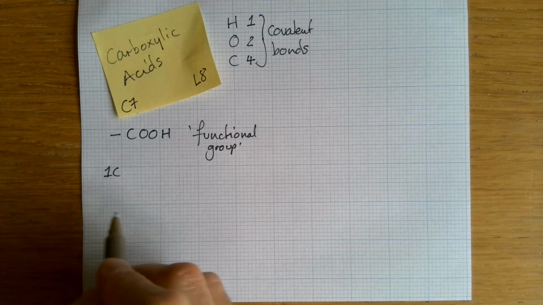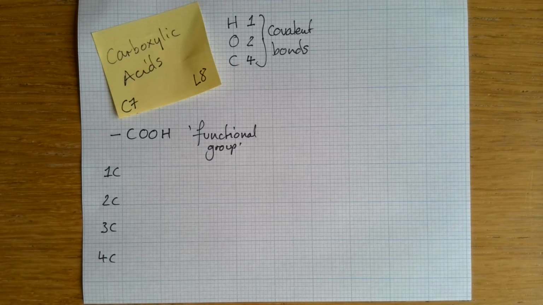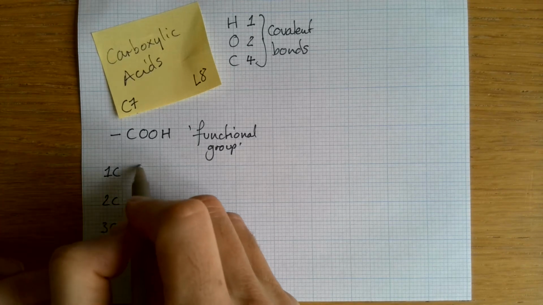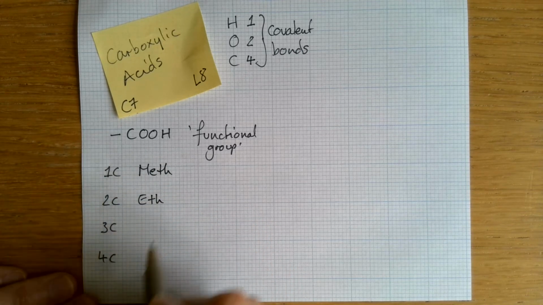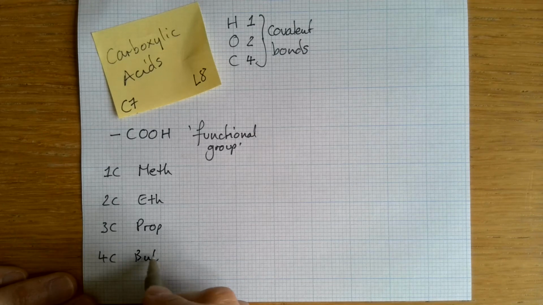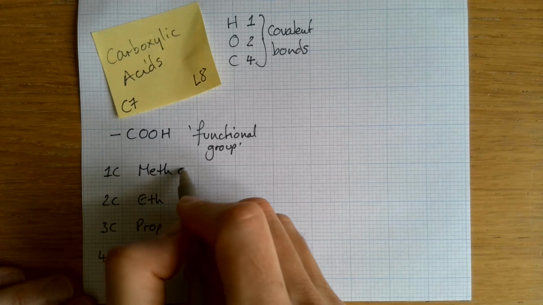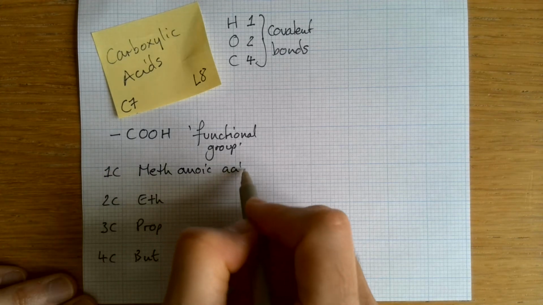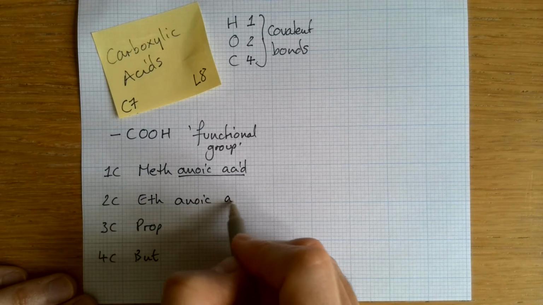So let's have a look at the first four. We're going to look at 1 carbon, 2 carbons, 3 carbons and 4 carbons. So let's get the naming right. If something has 1 carbon, it's meth, then it's eth, then we've got prop, and then but. So the prefixes, the names always start the same. If it was 5, it would be pent, 6 would be hex, and so on. All these are carboxylic acids, so it's really easy to finish off the word. We just write anoic acid. Pretty easy. So they all end in anoic acid.